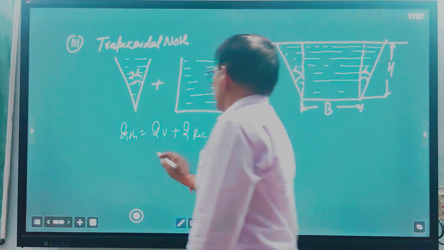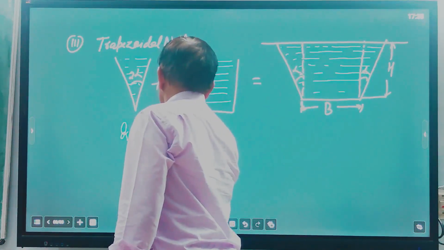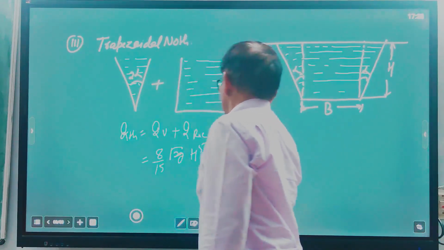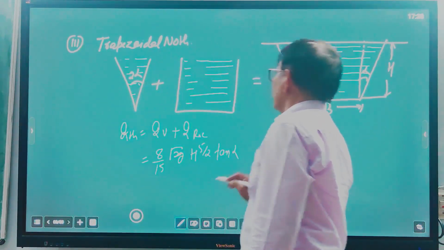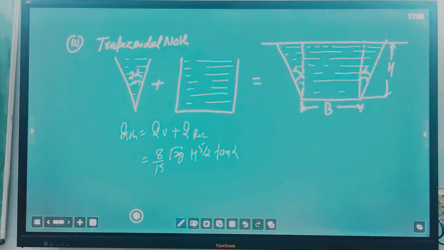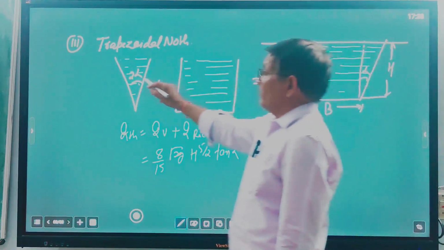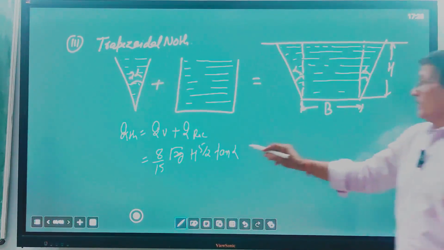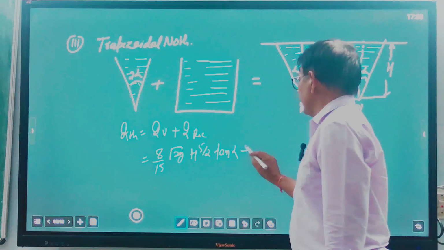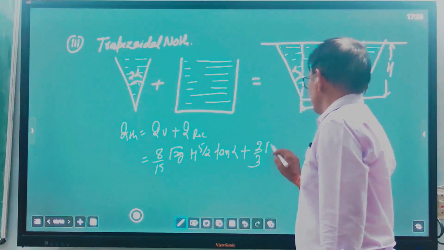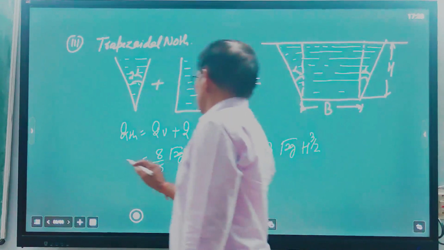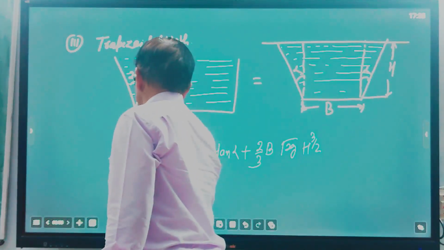That is equal to 8 by 15 under root 2g h to power 5 by 2 tan alpha. In the earlier case we took tan alpha by 2 because we had taken the total angle alpha only. Here we have taken alpha separately, so that's why we are taking the half angle tan alpha, plus 2 by 3 b under root 2g h to power 3 by 2. This is the Q theoretical from the trapezoidal notch.